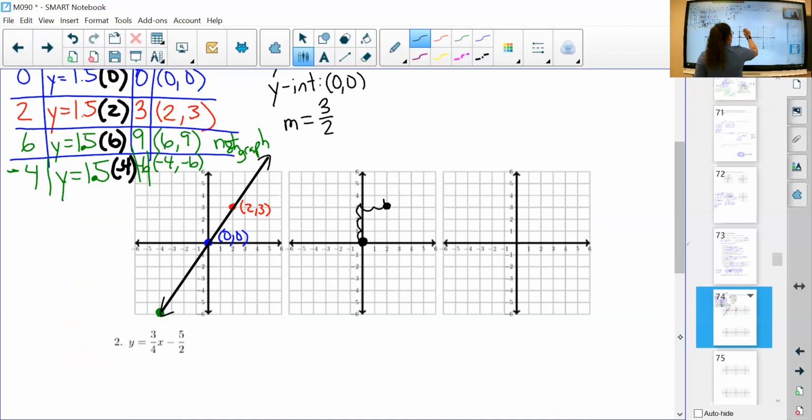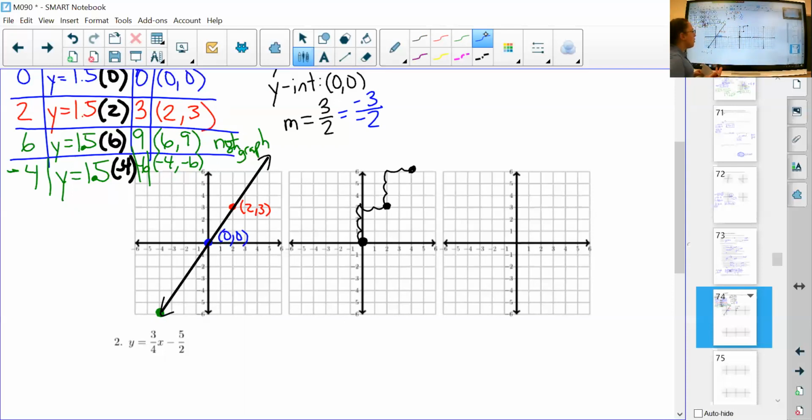I could do that again. 1, 2, 3 up, 1, 2 over. Now here's where I talked about sometimes writing the slope in an interesting way. This is also -3 over -2, right? Because we can simplify from -3 over -2 to 3 over 2. 2 negatives divided make a positive. 2 positives divided are the same as 2 negatives divided.